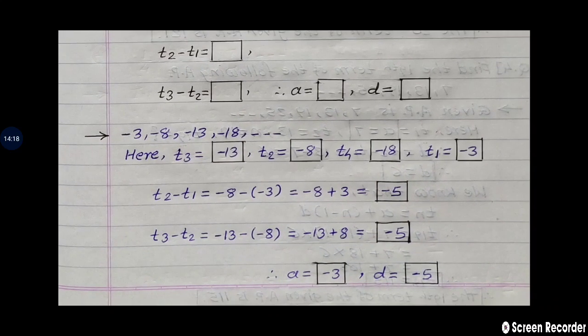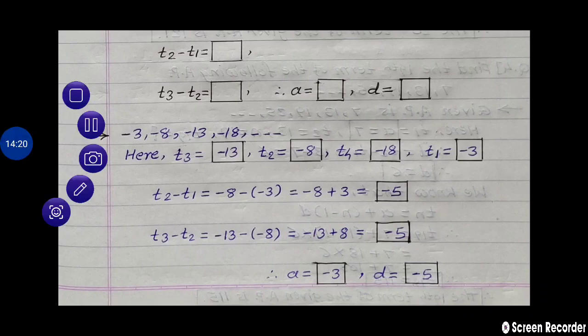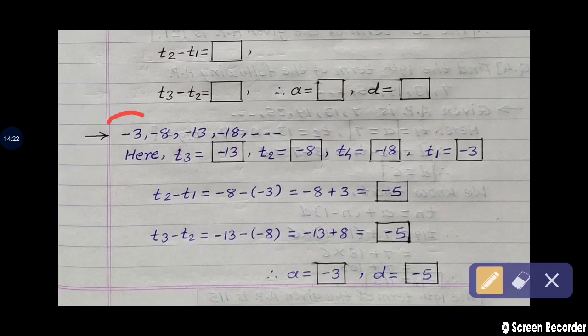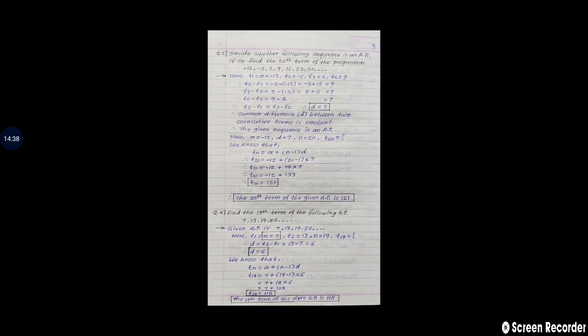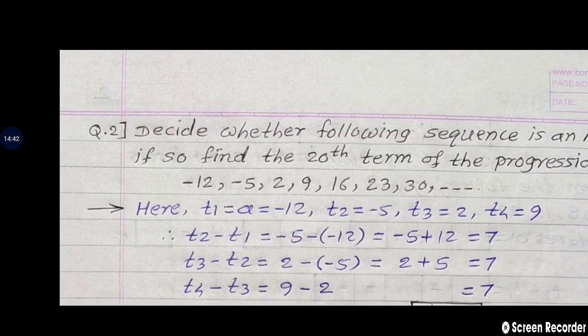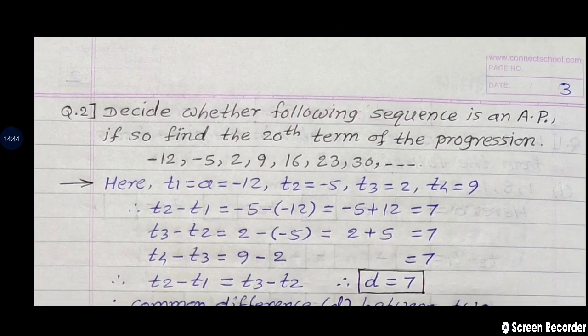And then at the last, write down what A is. A is nothing but the first term, that is minus 3, and the difference we found here is minus 5. So in this way we complete the activity based question like this. Next, we are solving a few more examples. That is question number 2.